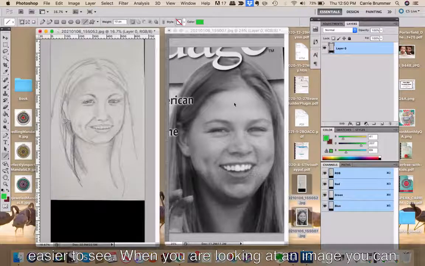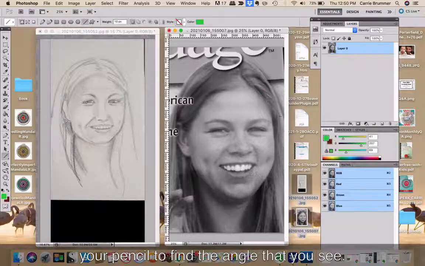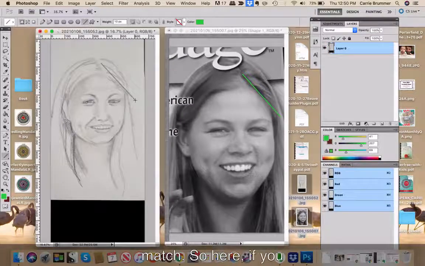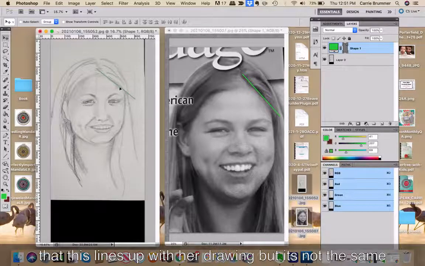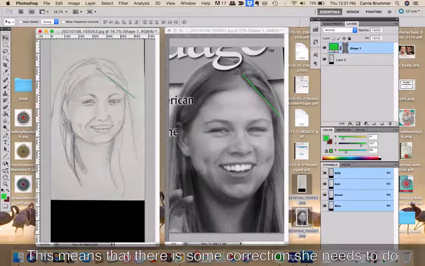When you're looking at an image, you can decide the angle of a reference by holding your pencil to find the angle that you see, and that angle, no matter the size of your drawing, should match. So here, if we look and compare, when I draw this, you can see that this lines up with her drawing, but it's not the same angle as the one that I drew on her image reference. So this means that there's some correction that she needs to have here.